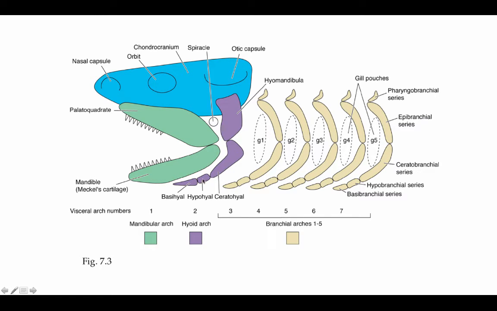The ventral part of the hyoid arch becomes the hyoid apparatus that helps to support the tongue and the floor of the mouth, and it retains the same general structure as the branchial arches. There's a basohyal, hypohyal, and ceratohyal. The dorsal part of this becomes the hyomandibula. So let's take a look at how that works in helping to support the jaw.